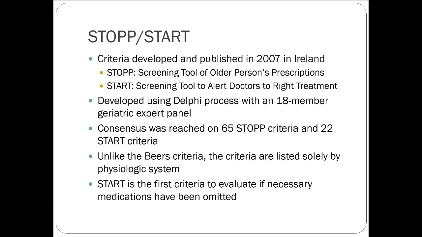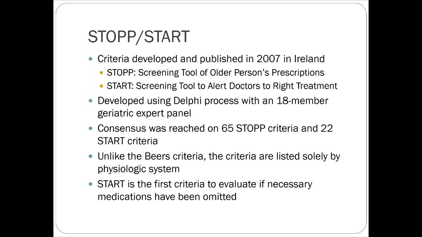As an example of an alternative method of providing a guideline for prescribing for geriatrics, the STOPP/START criteria were published in Ireland. They were a group of criteria that not only recommended stopping certain medications under certain conditions, but also starting things. So saying, hey, this is an elderly patient that's not on a statin, they should be. It was developed by a Delphi process, basically an expert panel, and they came up with 65 criteria for stopping things and 22 criteria for starting.